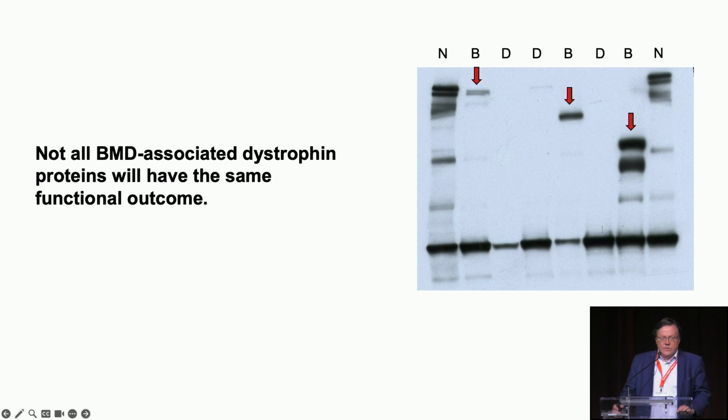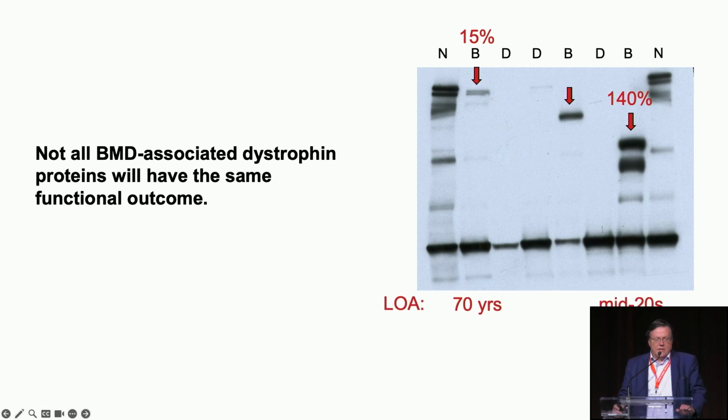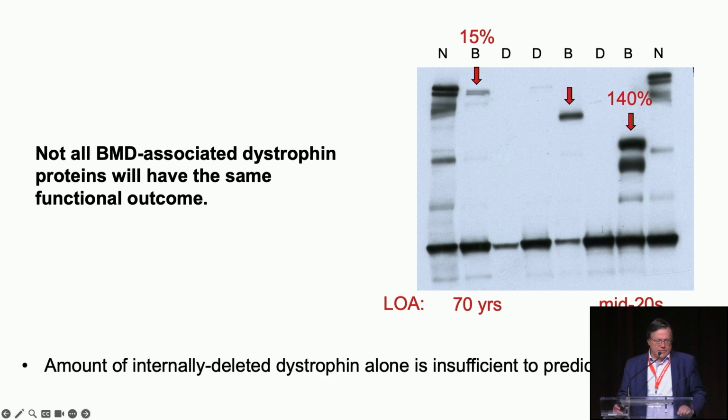So these are all from patients with Becker muscular dystrophy. All of them are shortened versions of the protein. And the differences between them: one is 15% in lane number 2, and the last lane is about 140% of the normal control on this blot. Yet the loss of ambulation age was 70 years in the man with 15% and mid-20s in the 140%. So it's not simply the amount, it's how functional that protein is.